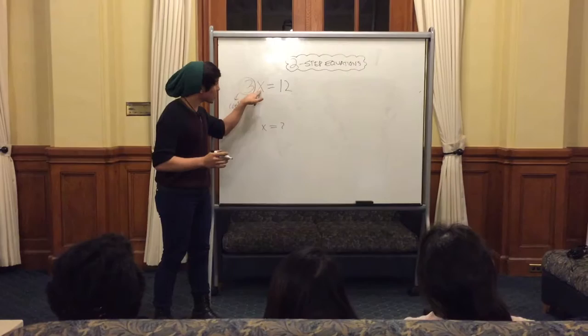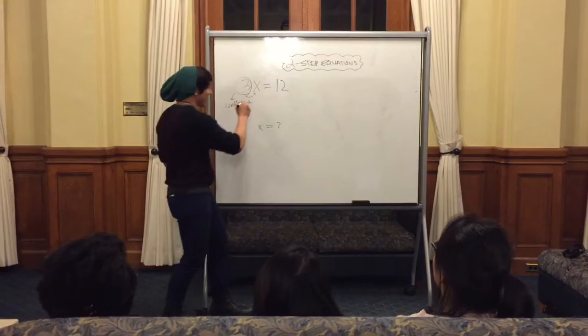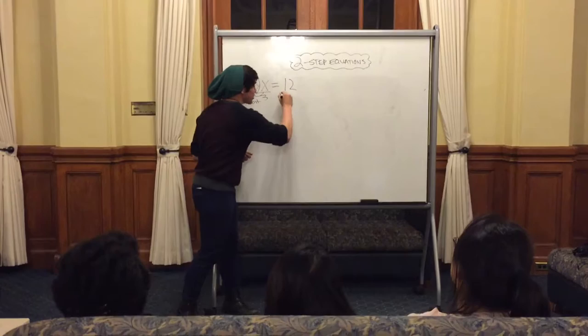So we want to get x completely by itself, right? So that means we need to get rid of the coefficient. How might we do that? Divide by 3. Yeah, so we divide by 3 over here. And whatever we do on the left side, we have to do on the right side, right? So we divide by 3. So 3 divided by 3, they cancel out, and our x comes down.